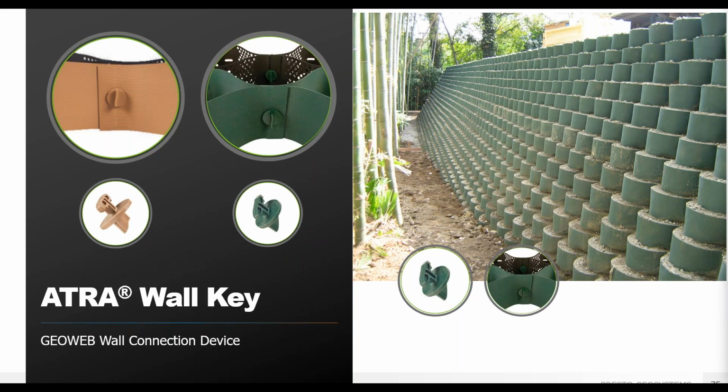The Atra wall key is the major component for a completely integrated earth retention system and is used to connect adjacent GeoWeb retaining wall sections through the material eye slots. The Atra wall key includes an integrated washer at the base of the handle for coverage of the eye slots, frictional barbs for an improved interlock with the GeoWeb sections, and an ergonomic handle with S-shaped contouring for ease of installation.